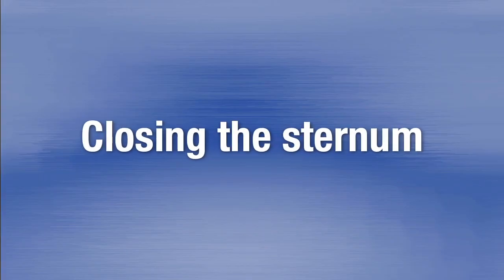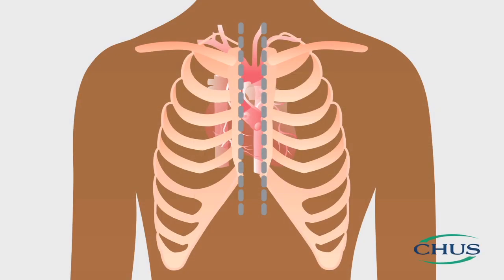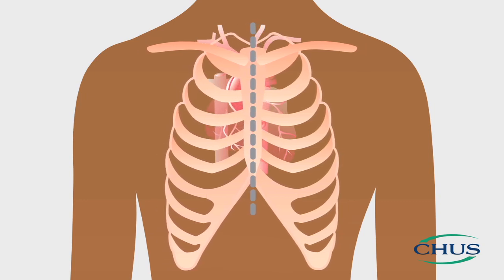Closing the sternum. At the end of the operation, the two sides of your sternum will be put back in their normal position and attached with steel wires.